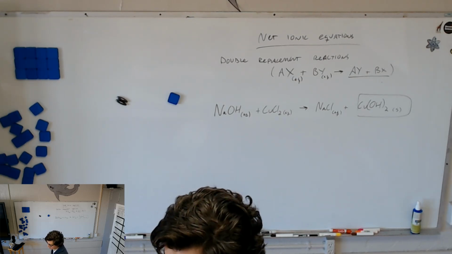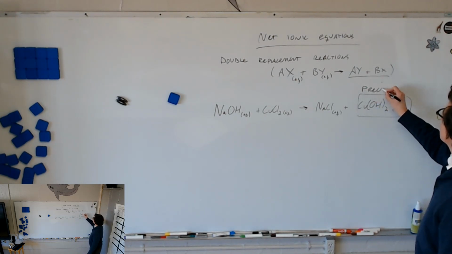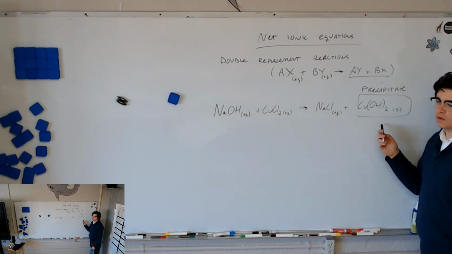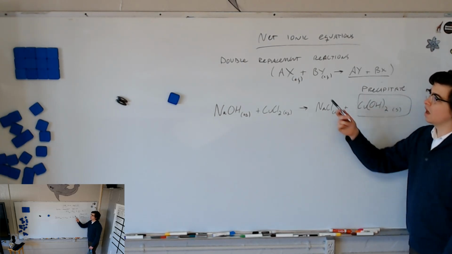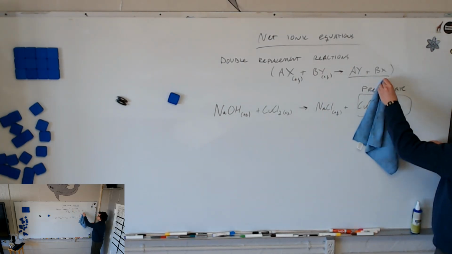Precipitate. Write that down. This is called a precipitate. A solid that comes out of a double replacement reaction like this is called a precipitate. Get rid of that little guy.